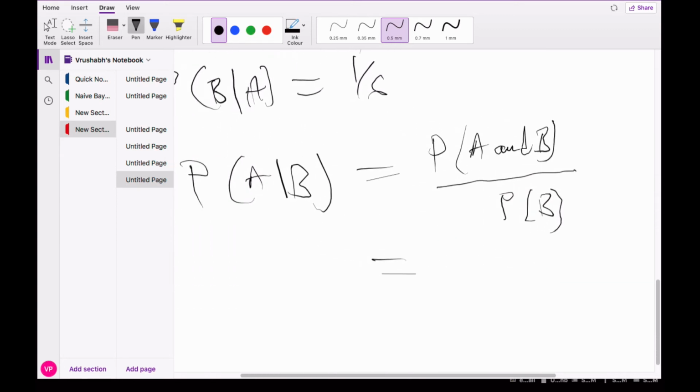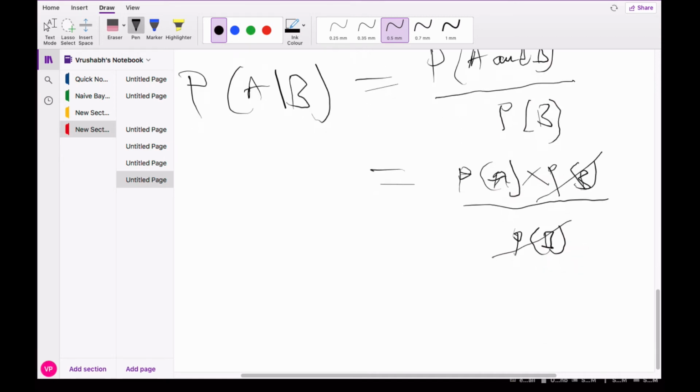So if we replace probability of A and B with the probability of A multiplied by the probability of B, and then we divide by our probability of B, we have it this way. Now you see that this one can cancel this one out. All right, now you can see that we have only probability of A left.